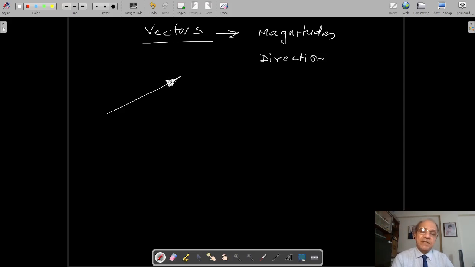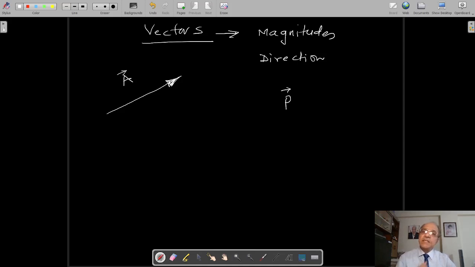Geometrically, this is represented like this. A vector is shown by capital letters. Say this is a vector A. This is represented by capital A, having an arrowhead on the top of the letter. So if there is a letter P having an arrowhead on the top of its head, that means P is a vector quantity.